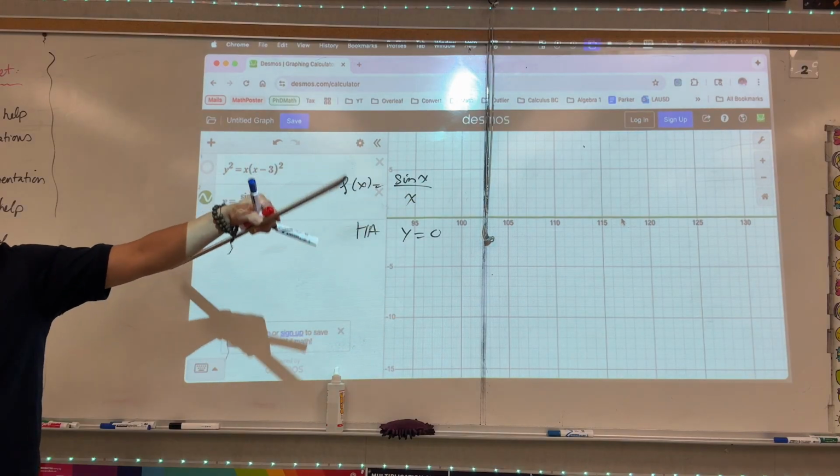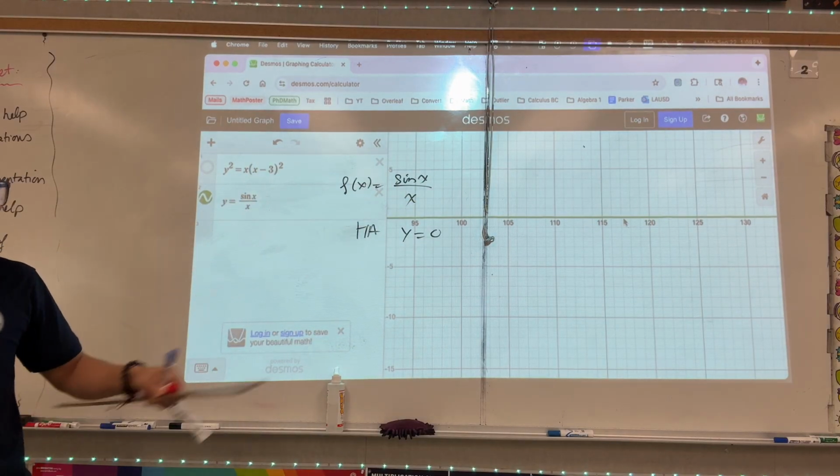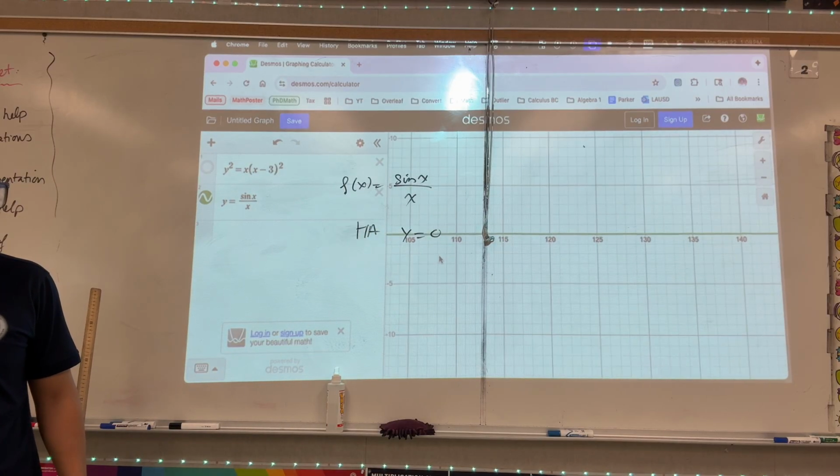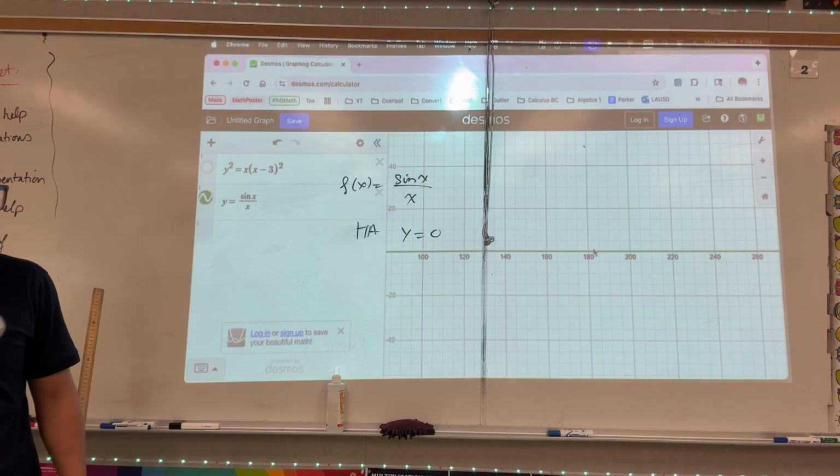Until it settled down. It settled down, going toward the horizontal asymptote. But in the beginning, it crossed the HA multiple times.